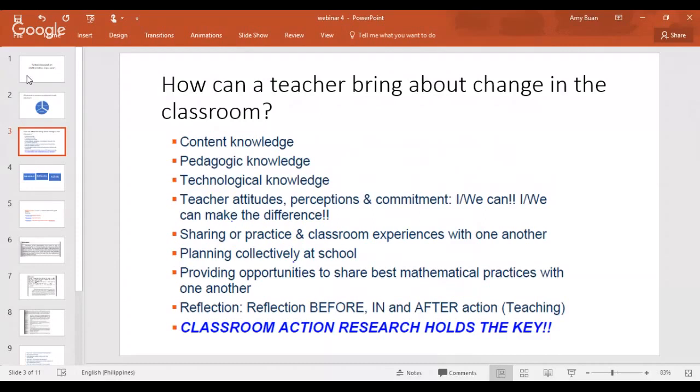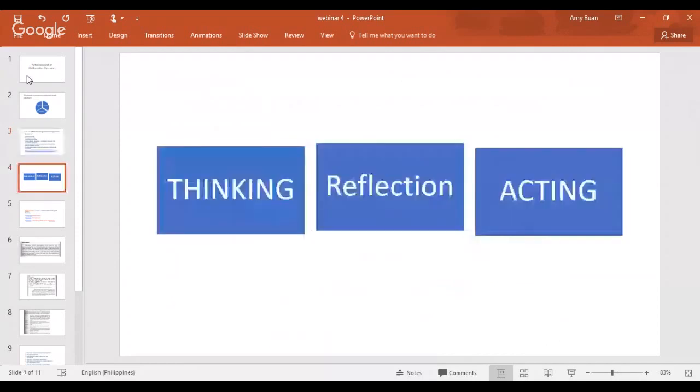Planning collectively to do action research could help us innovate strategies that could improve thinking in our math classroom. So it provides opportunities to share best mathematical practices with one another if we think about how do we change our classroom, how do we improve our math classroom. So in doing this, we need to reflect before you implement your lesson, during implementation, and after. And that is what we call teaching. Classroom action research hold the key.